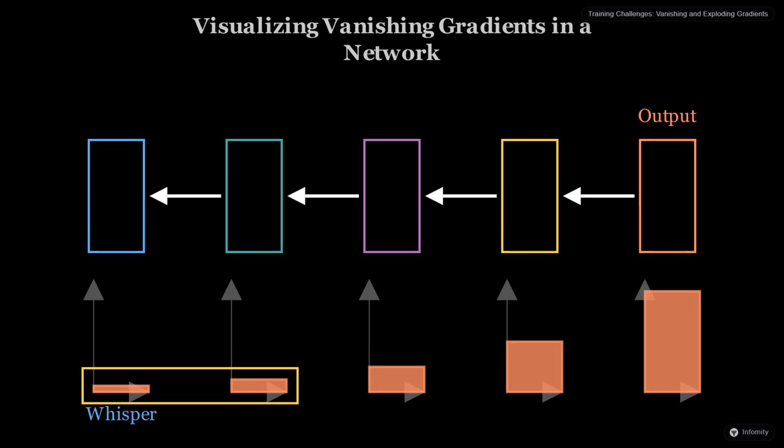This diminishing magnitude is crucial. It means the early layers receive only a whisper of the original error, making it incredibly difficult for them to learn and adjust their weights effectively.